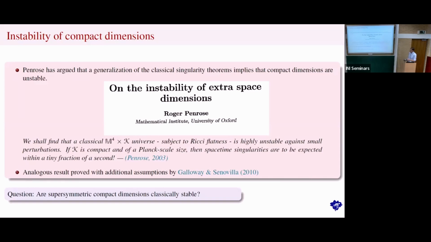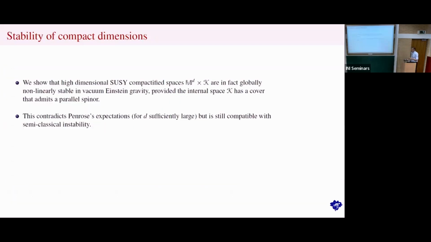And so this raises the question: if you have a supersymmetric compact dimension, or a space-time with a supersymmetric compact factor, is that classically stable? In the paper I'm talking about, we show that if the Minkowski factor has sufficiently high dimension, and you have a compact factor which has special holonomy, for example a Calabi-Yau, then these are globally nonlinearly stable in the context of vacuum Einstein gravity. The condition is that this compact internal space has a cover that admits a parallel spinor, so in particular special holonomy.